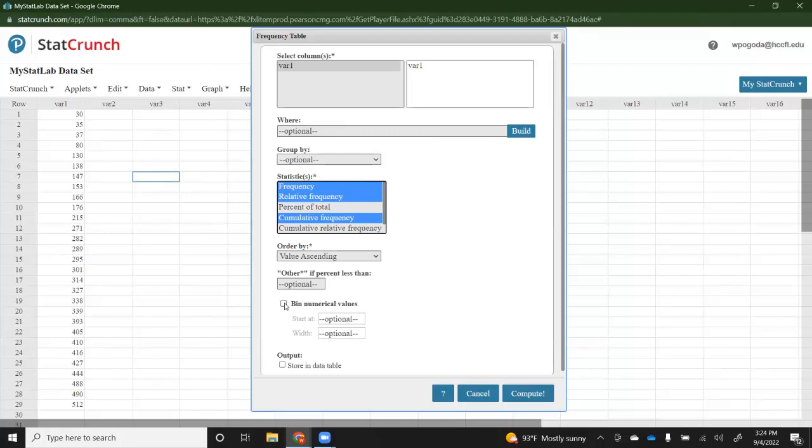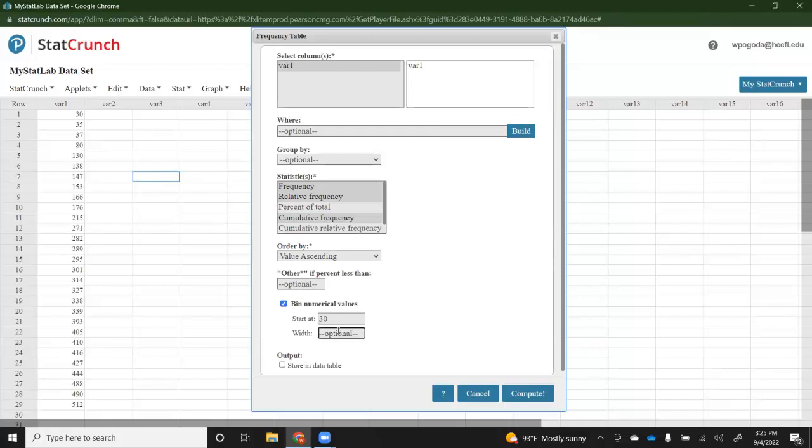So to do that, I'm going to click on something called bin. Bin is just another name for classes. Both Excel and StatCrunch use this term bin. And then I want to tell it, I want to start at 30, because that's the group that I have here. Remember, that's how we started it. We started at the minimum.